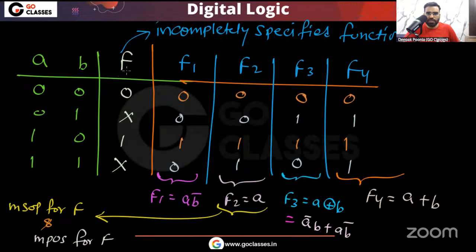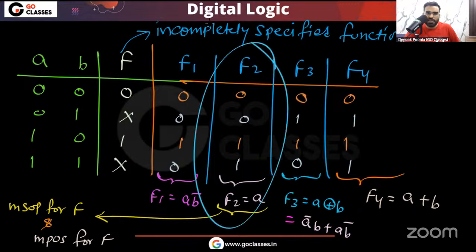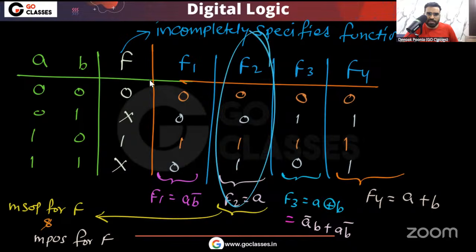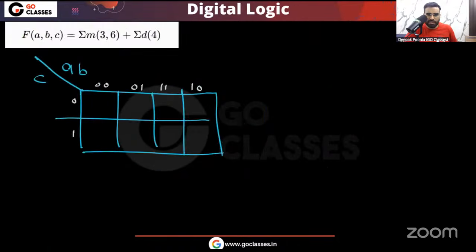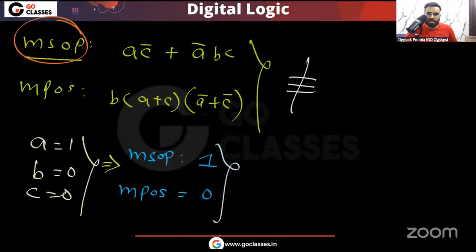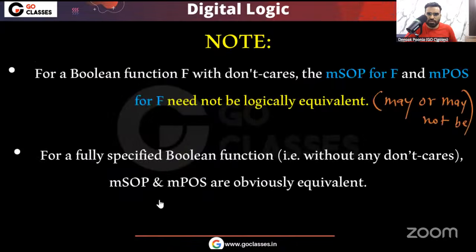Okay, so I told you that if you have a function with don't cares, then minimal SOP for F, minimal POS for F, they may be equivalent. Here you can see they are equivalent. The same function represents the minimal SOP and minimal POS for F. But you can see in the previous example that we have taken, the variation of the MIT question, there you can see that the minimal SOP, minimal POS for F, they are not equivalent. Okay, so this is the complete analysis of this question.